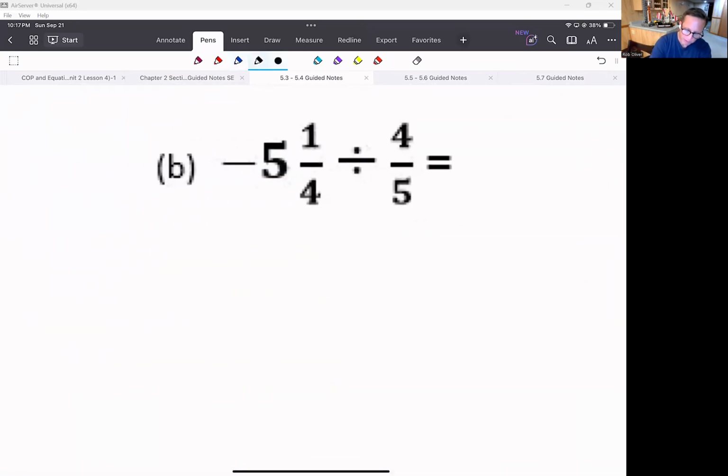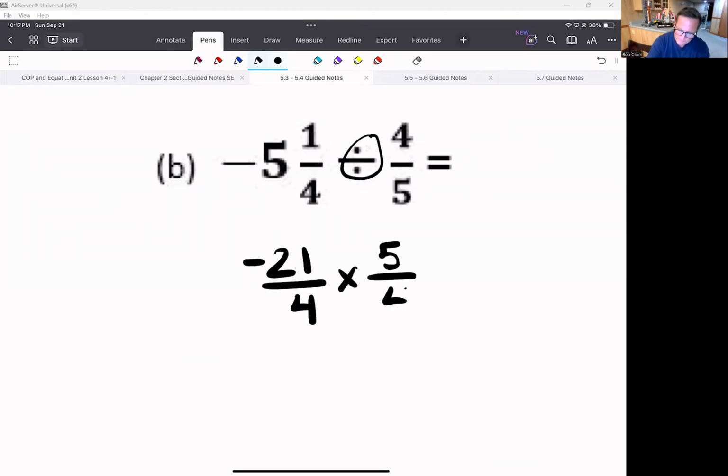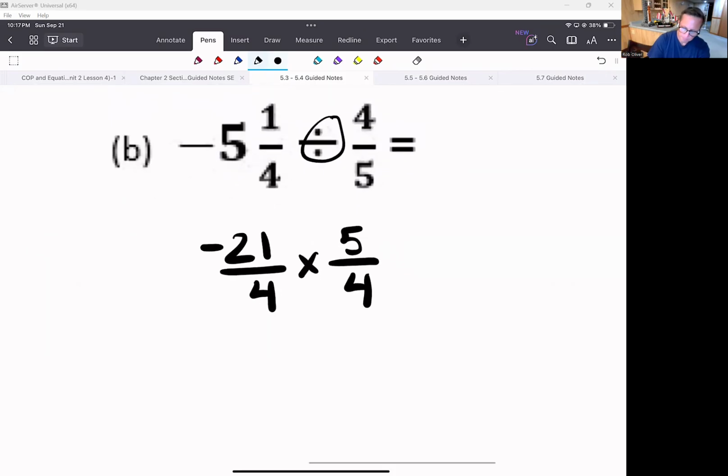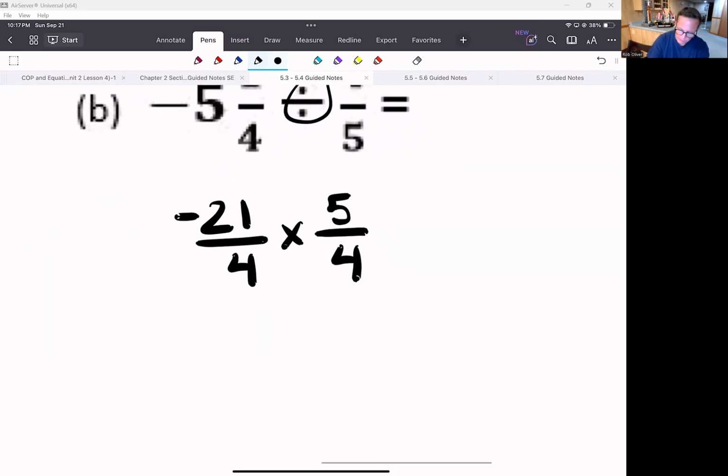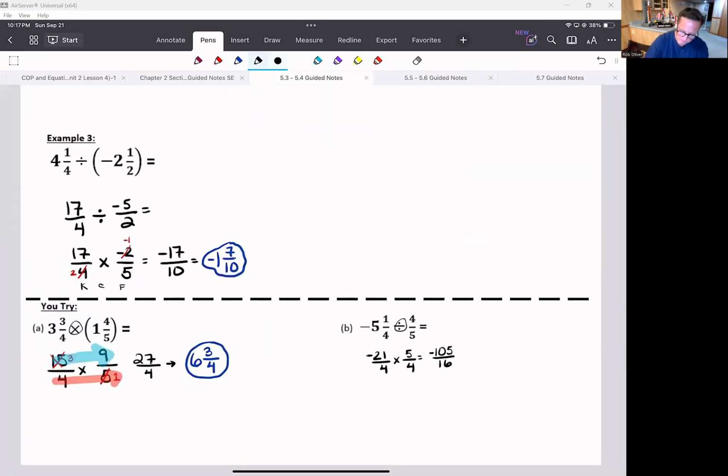For this one, let's change the first fraction into negative 21/4. And I can go ahead and flip this, change that to multiplication, flip this fraction. And nothing cross cancels. Okay, those don't have any common factors. Those don't have any common factors. So just multiply left to right at this point. We get negative 105 over 16.